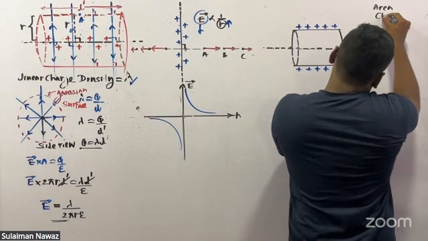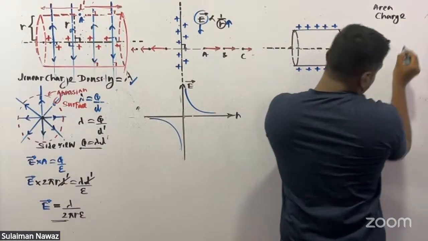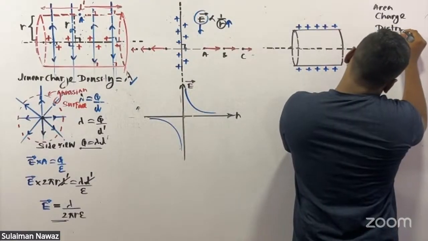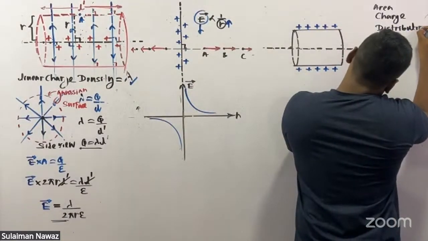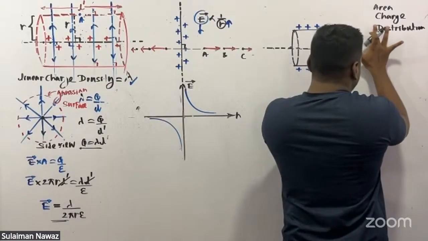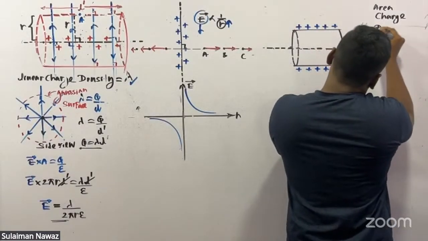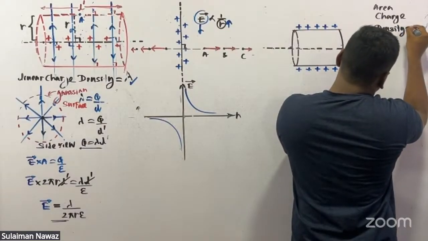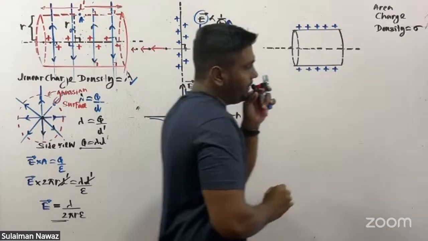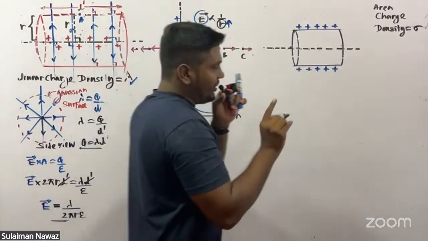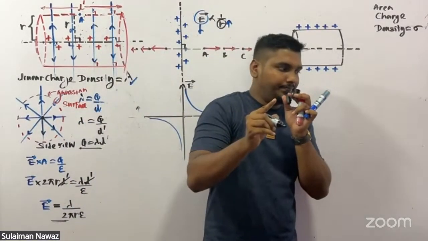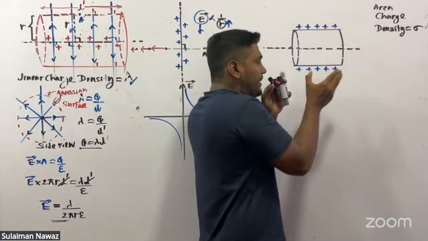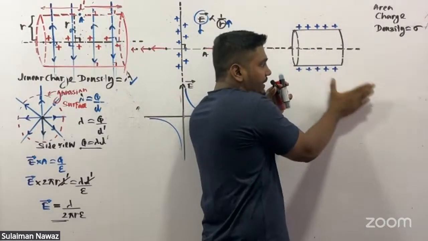So the area charge density is sigma. Last time I explained what area charge distribution means. Then shall we draw some electric field lines for our understanding? Shall I draw the electric field lines separately? We don't need to mess up this diagram. We'll draw the electric field lines separately.